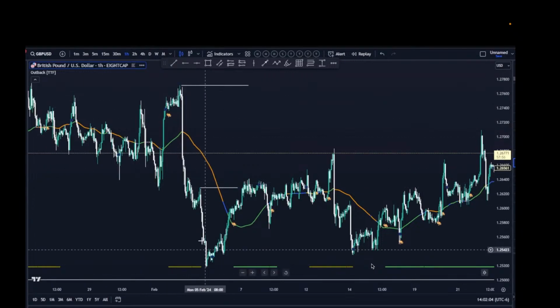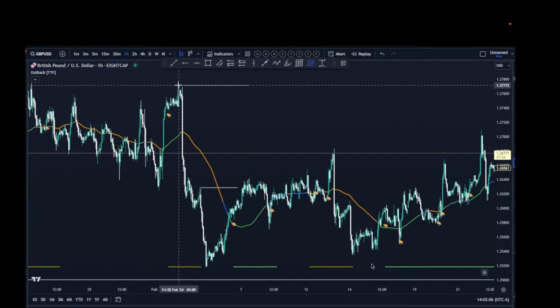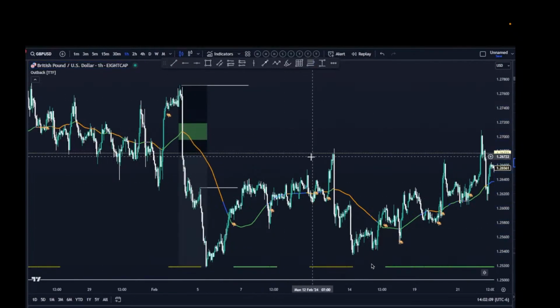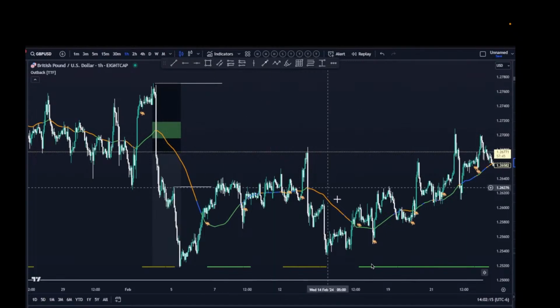But if we're looking at the entire move, what we would do is fib out that entire move that we just saw, right? And then from this perspective, price came and it retraced all the way back to here. So from this instance, we are still in a bearish mindset, right?